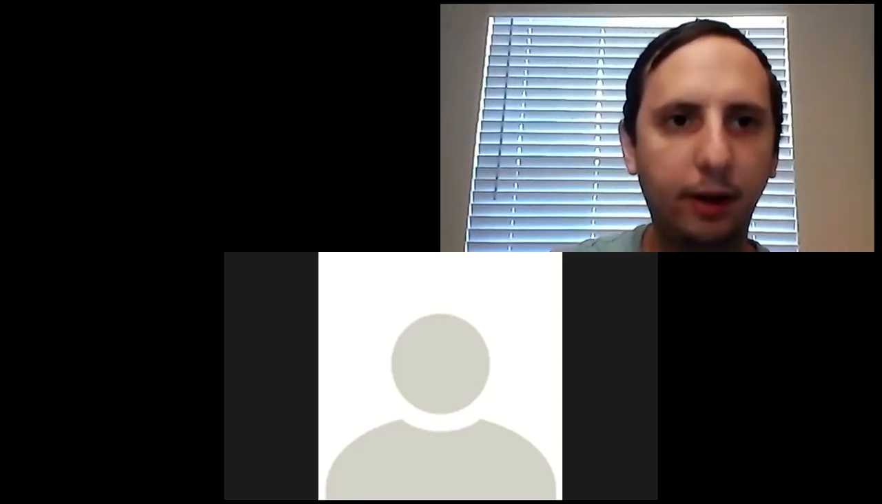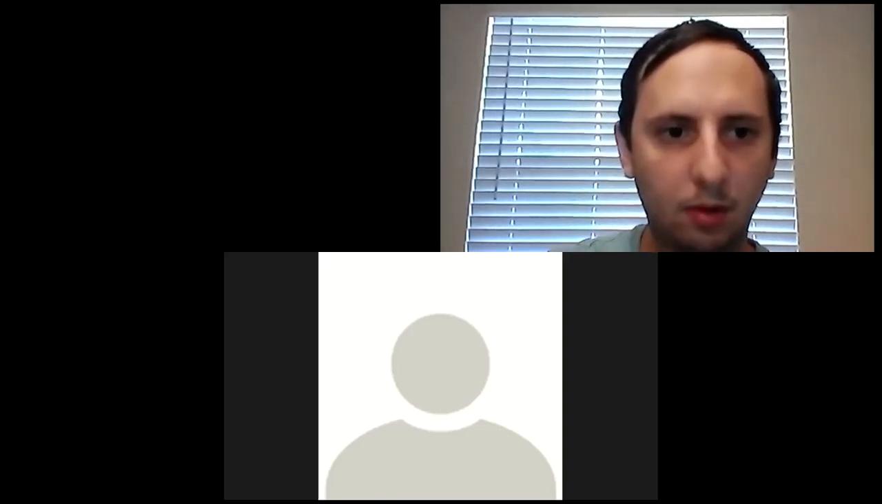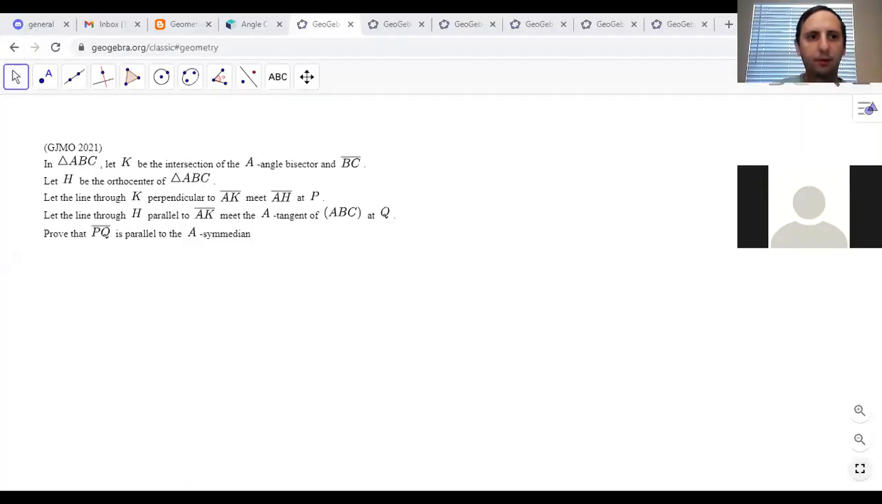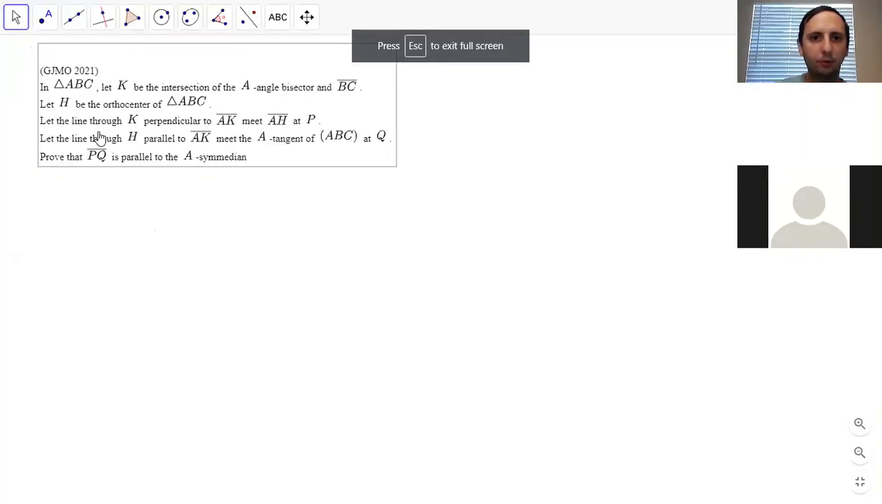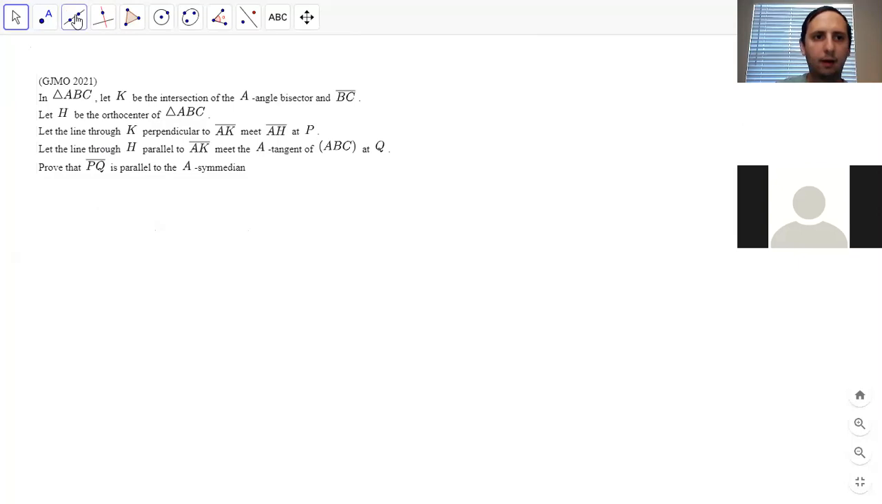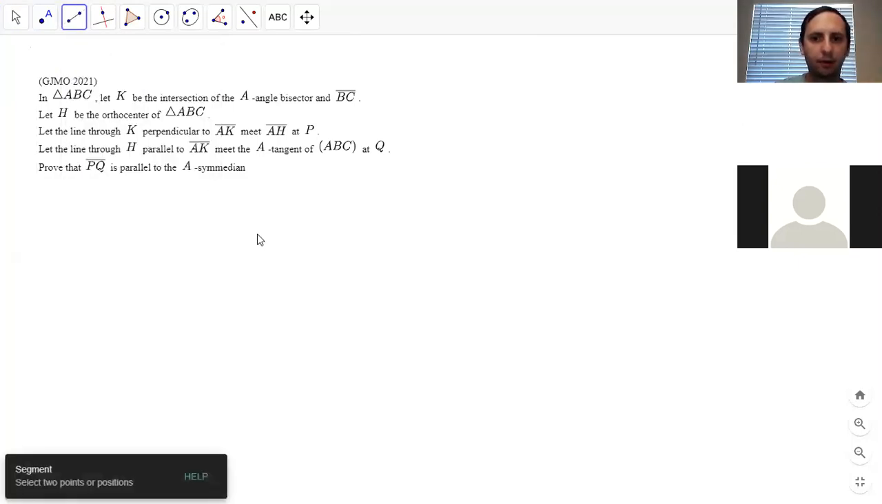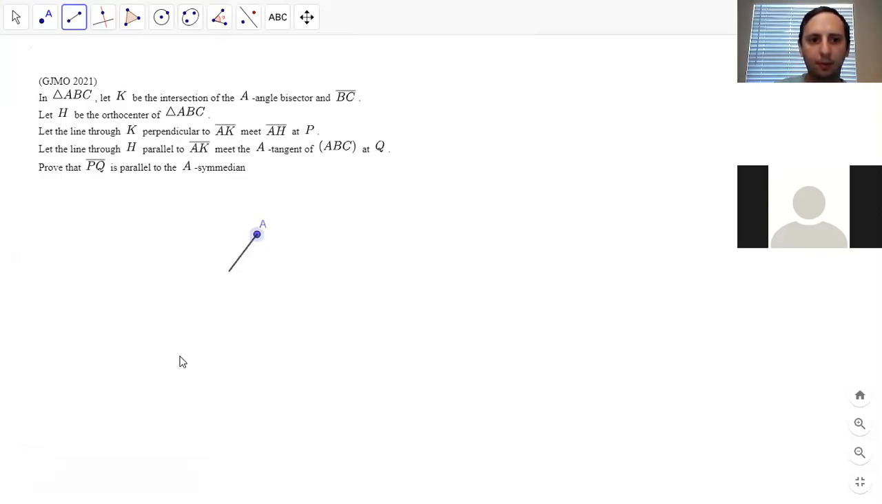Let me share my screen, give it just a second. All right. So here's the first problem from the GJMO. I'm not sure what contest this is, but I found it on AOPS on a list of mock contests. So I'm going to start drawing it.